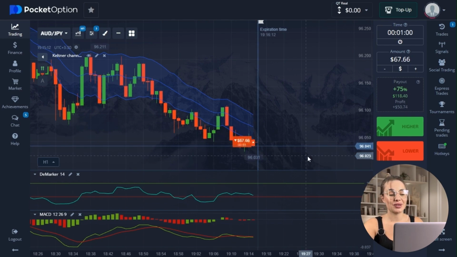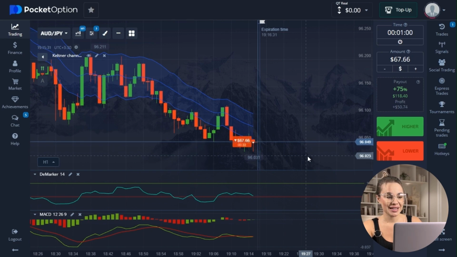In the comments, you occasionally ask how to determine if a level will reverse or if the chart will break through it. Well, DMarker is a suitable tool for that. Other indicators can do this too, so I reviewed many. You can check my previous videos and choose the one that suits you. But today, let's focus on DMarker.